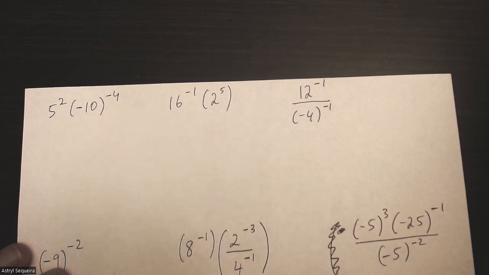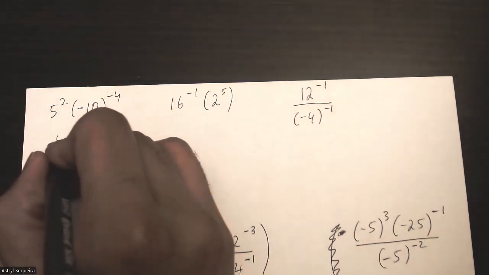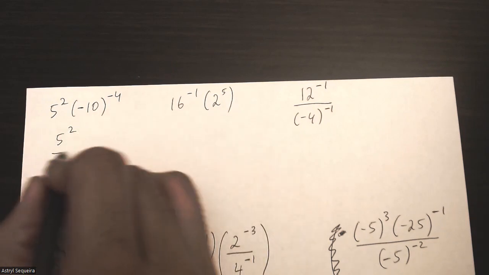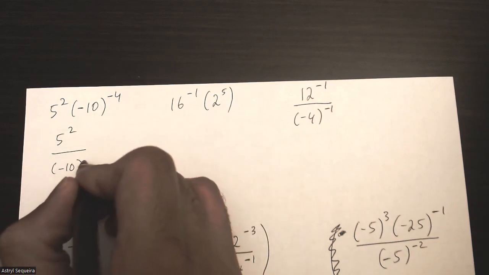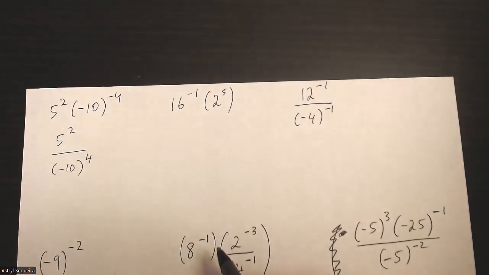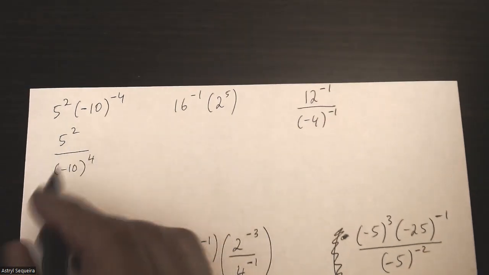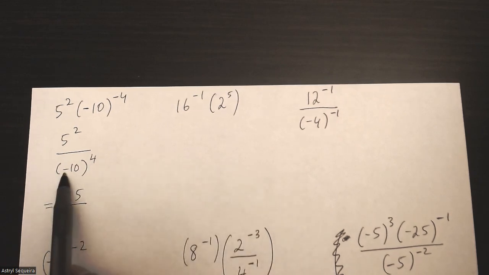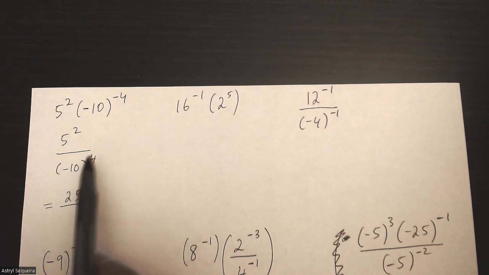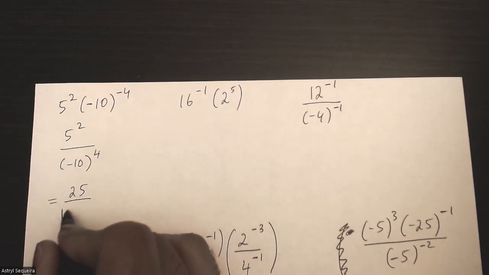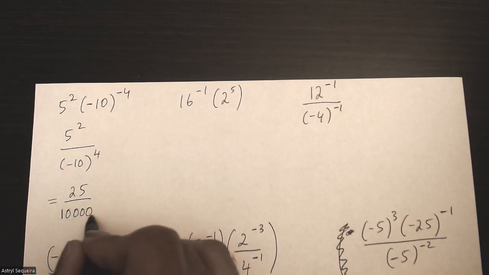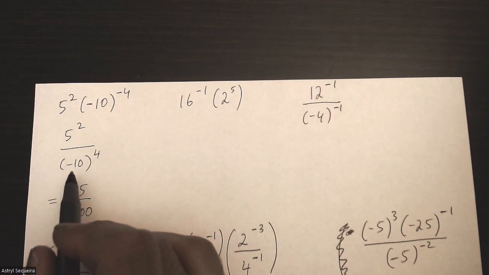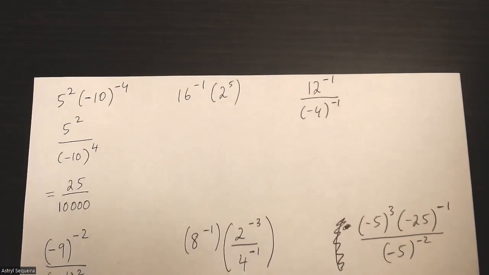So if I get rid of this negative exponent, this becomes 5 squared over negative 10 to the power of 4. Then I know that 5 squared is 25, and any negative number to an even exponent becomes positive, because negative times negative times negative times negative is going to be positive. And 10 to the power of 4 is just going to be 4 zeros, because the number of zeros correlates with the exponent for 10 to the power of any number.